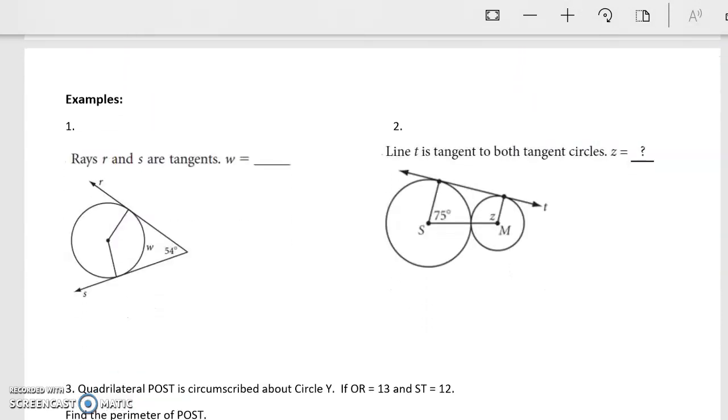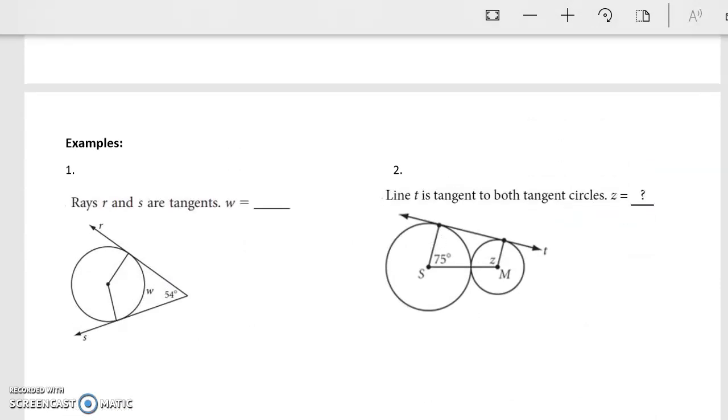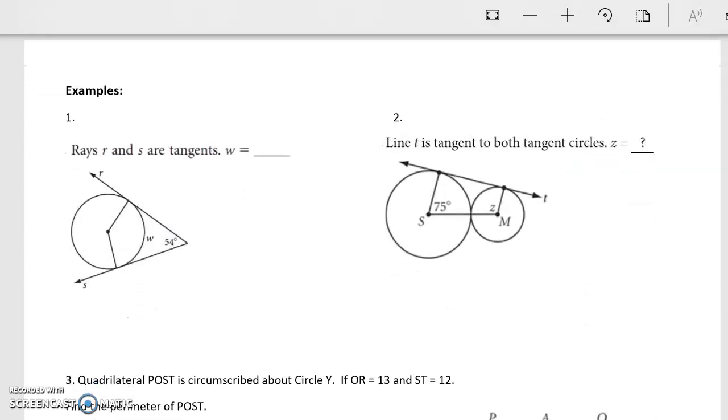All right, we're going to take a look at some examples. Rays R and S are tangents. What is the measure of W? So we're going to use some of the conjectures we just learned. This angle here is 54 degrees. These angles here are 90 degrees. Again, how do I know that? Because these are radii and this is a tangent segment.